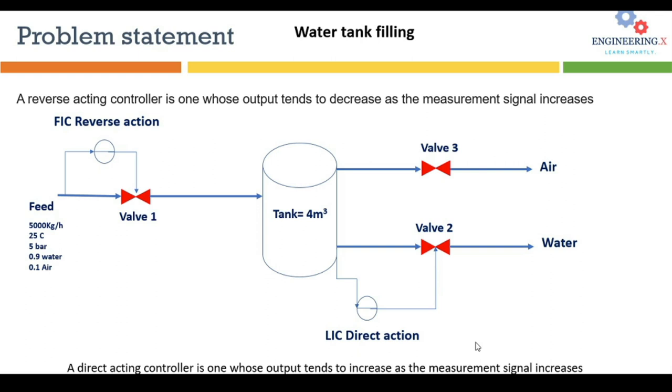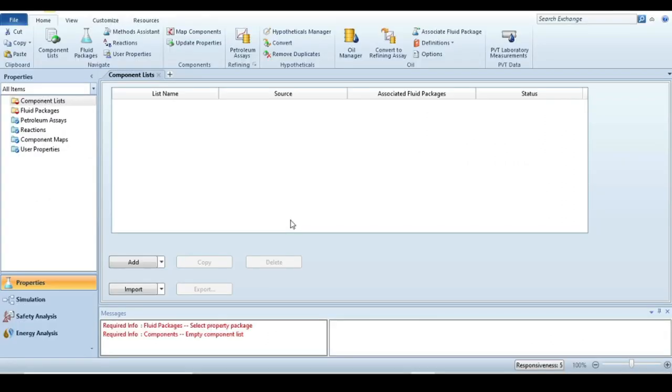So this is the general process flow diagram and the basic parameters that we are going to use to build this simulation in Aspen HYSYS. So let's move to Aspen HYSYS to solve this problem. So we are in the Aspen HYSYS property environment.